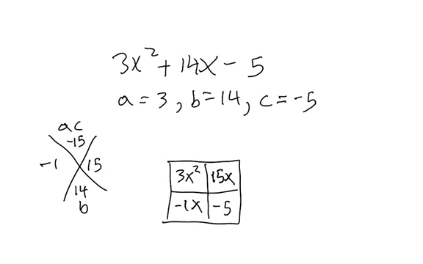We can start factoring out. In this first row, they both have x in common. So we're going to put x. x times 3x gives us 3x squared. x times negative 1 gives us negative 1x. 3x times 5 gives us 15x. So our factors would be x plus 5 and 3x minus 1.